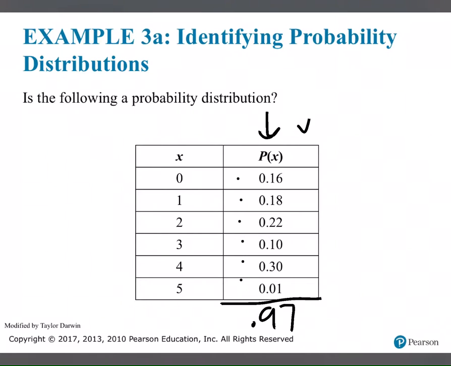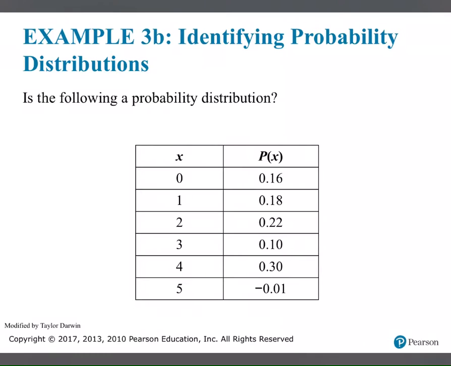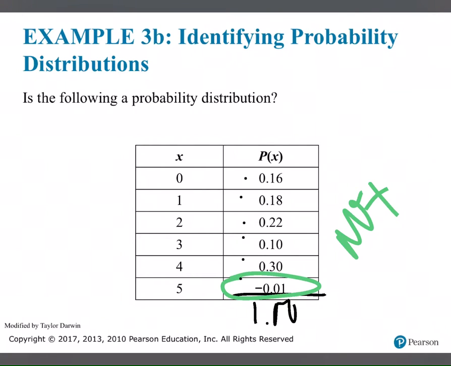Because it doesn't meet both rule requirements, this is not a probability distribution. This one, if I were to add all the values up, I do get 1. So I'm thinking, okay, I'm doing okay, right? But I look down here and there's a negative value. So because of that, it is not a probability distribution either.